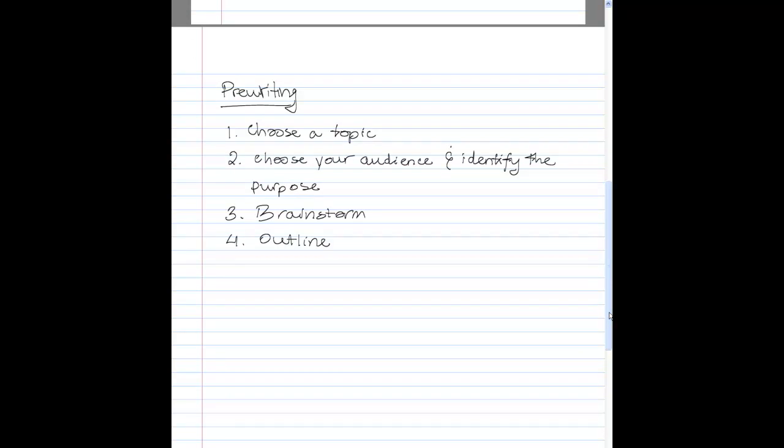The first thing that you're going to do once you receive your assignment is to choose a topic. Once you choose your topic, you're going to choose your audience and identify the purpose. Your audience is just the people that are going to be reading the essay. So the way that you might write your essay will differ depending on if your audience is an expert like your professor, or if the audience is in high school or middle school. Next, you're going to brainstorm all of your ideas and make sure that you write them all down. And then finally, you're going to create an outline based on the ideas that you brainstormed.